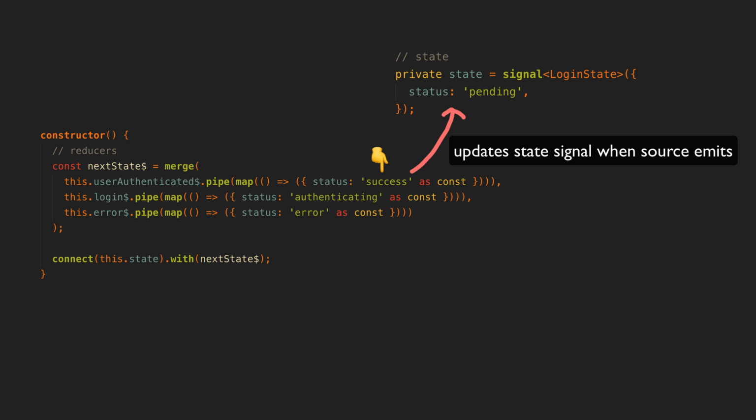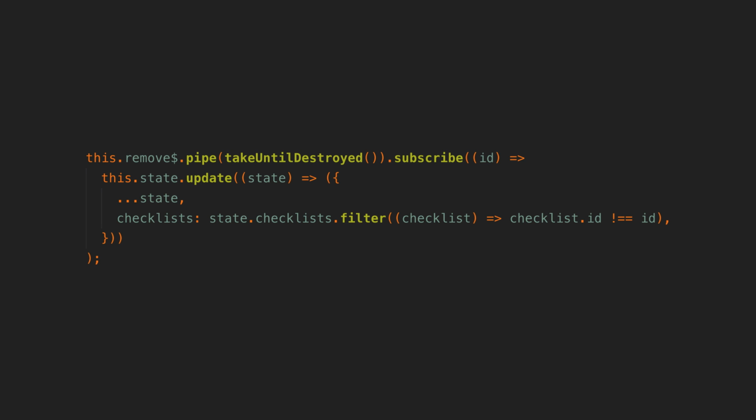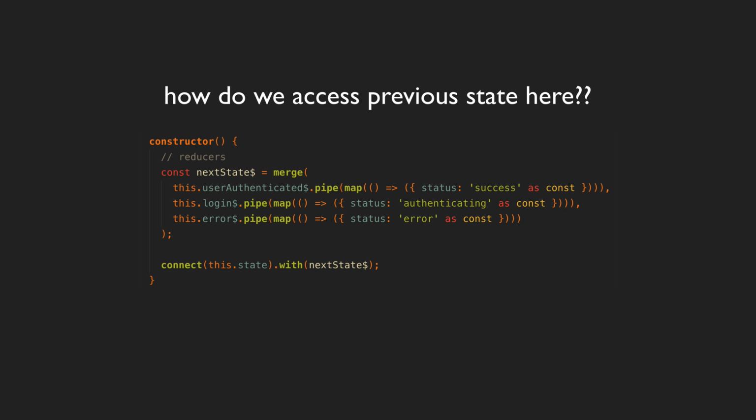But sometimes our new state will need to be calculated from the old state. For example, in this case, when the remove source emits, it will emit the ID of the checklist to be removed. We need to use the existing state to find a checklist that matches that ID, and the new state we want to return is the array of checklists with that particular one removed. So we need to know what the previous state is.